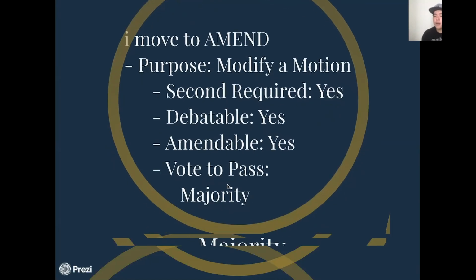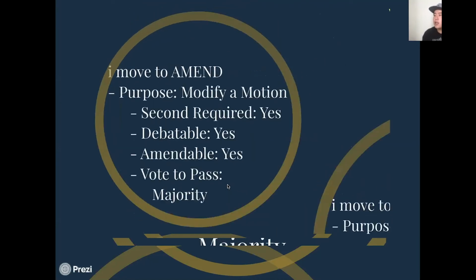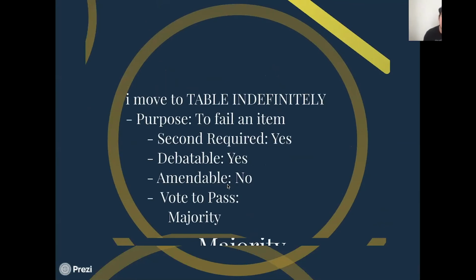Another kind of subsidiary motion is the motion to table something indefinitely. Table something indefinitely is basically another way for us to fail something. And the motion to table something indefinitely is the positive way of saying that. In Robert's Rules, we never use the negative form. So we never say, I want to fail this, I move to fail this. Instead, you table something indefinitely.